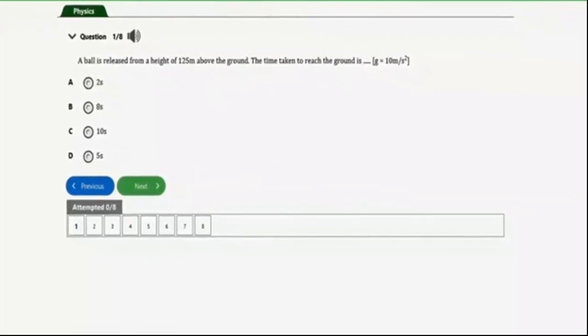In this video, we're going to learn how to solve problems involving motion under gravity. We're going to practice with 7 repeated questions for this topic. Alright, so let's get started. This is the first question.